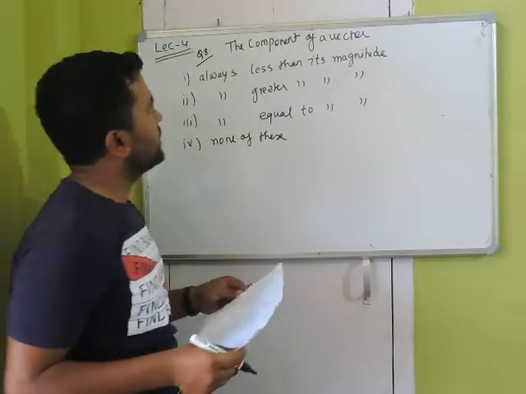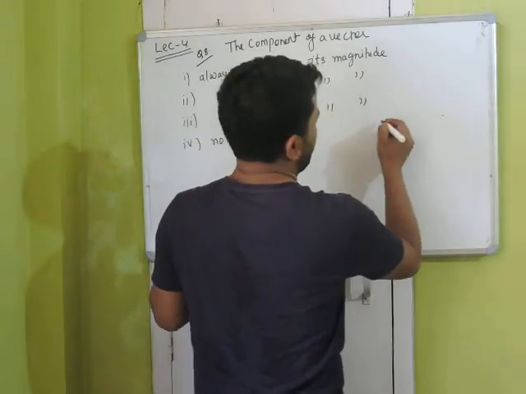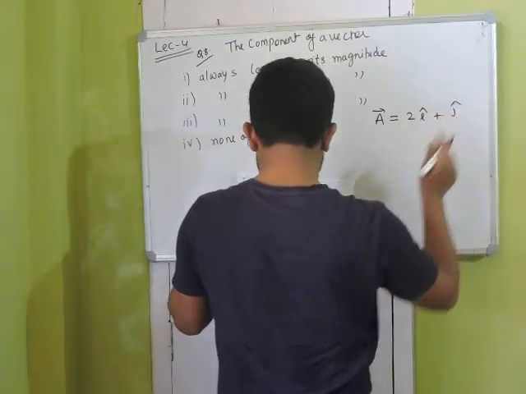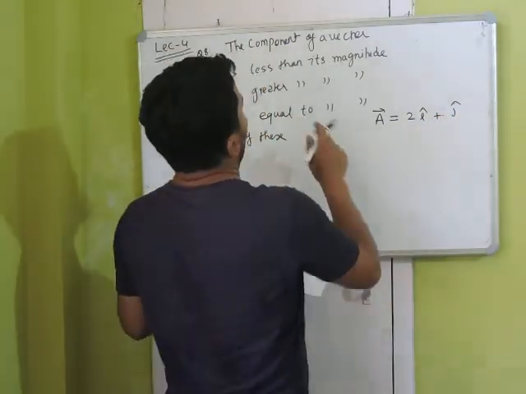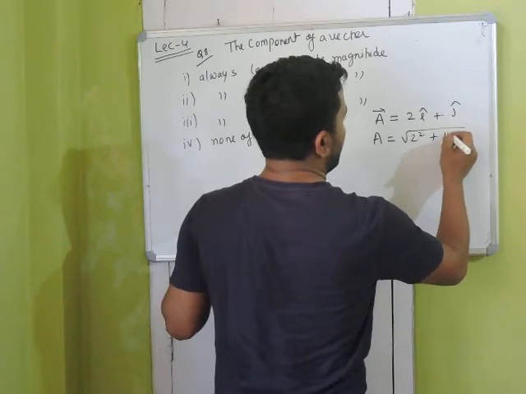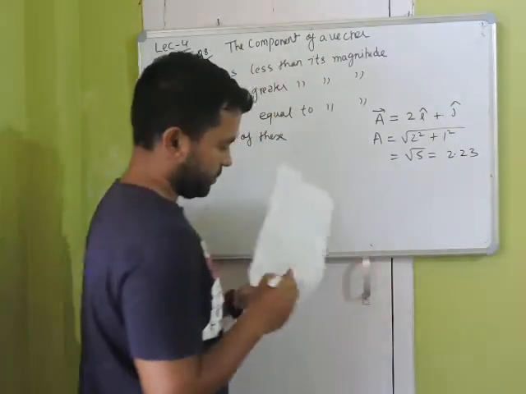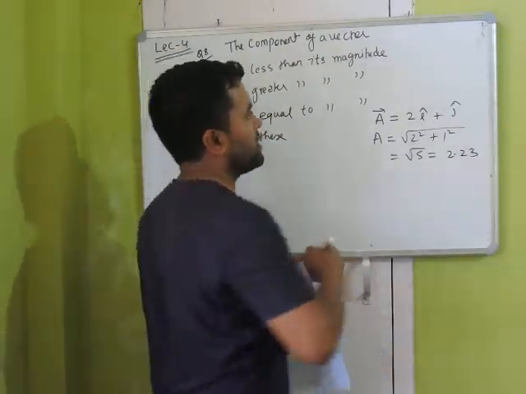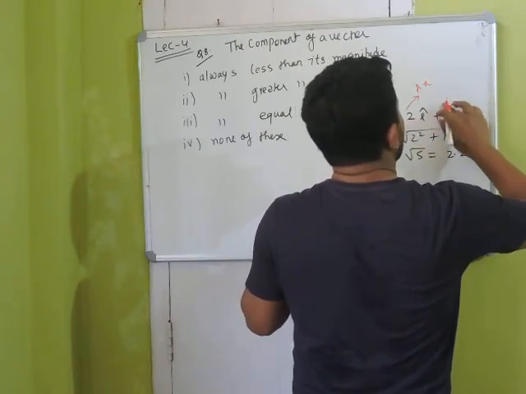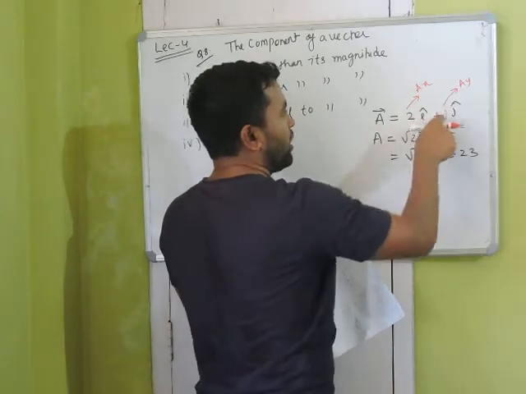Okay, let us try to understand this. Now component of a vector, let us take one simple example. Let us say I have a vector A, and let us say it is 2i plus j cap. Now what will be the magnitude of the vector? Magnitude will be, like we did, 2 squared plus 1 squared. This will be root 5, and this is 2.23. Now you can understand this is the x component. I am writing ax, which is 2, and there is 1 here with j, and ay is this. So x component is 2, y component is 1.